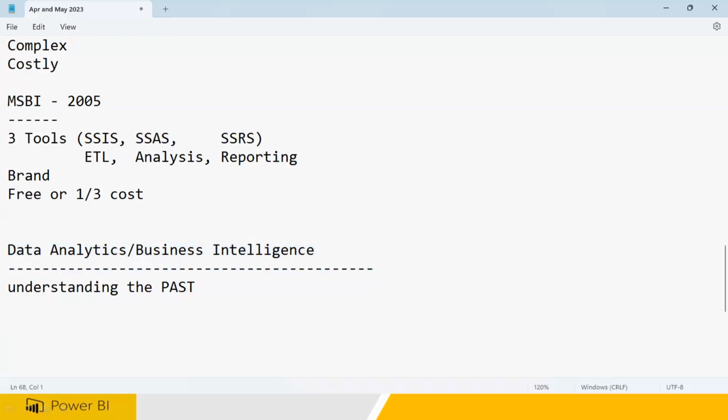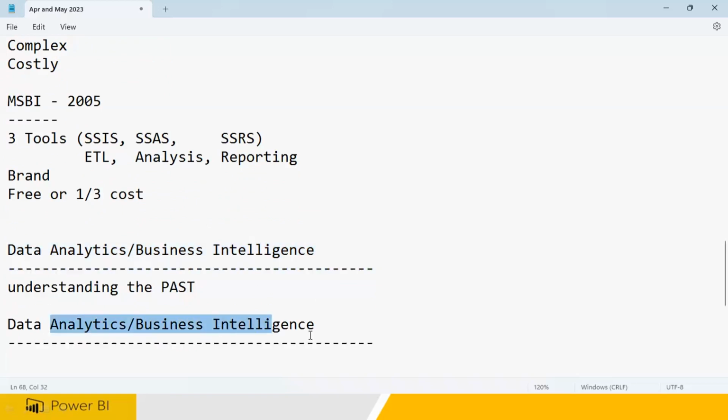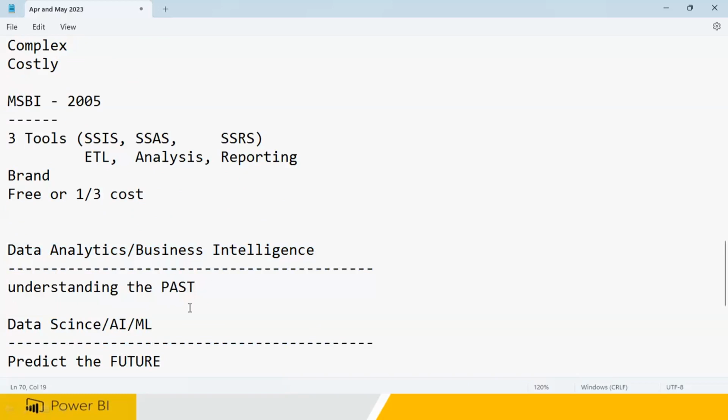Now, the next one we are able to see is data science. Both of them are not the same. Data science is also called artificial intelligence today, or machine learning today. And this is about predicting the future. Both of them are not the same. Predicting the future can be done with the help of a data science application, and it is also called artificial intelligence or machine learning applications today. And data analytics or business intelligence means understanding the past.